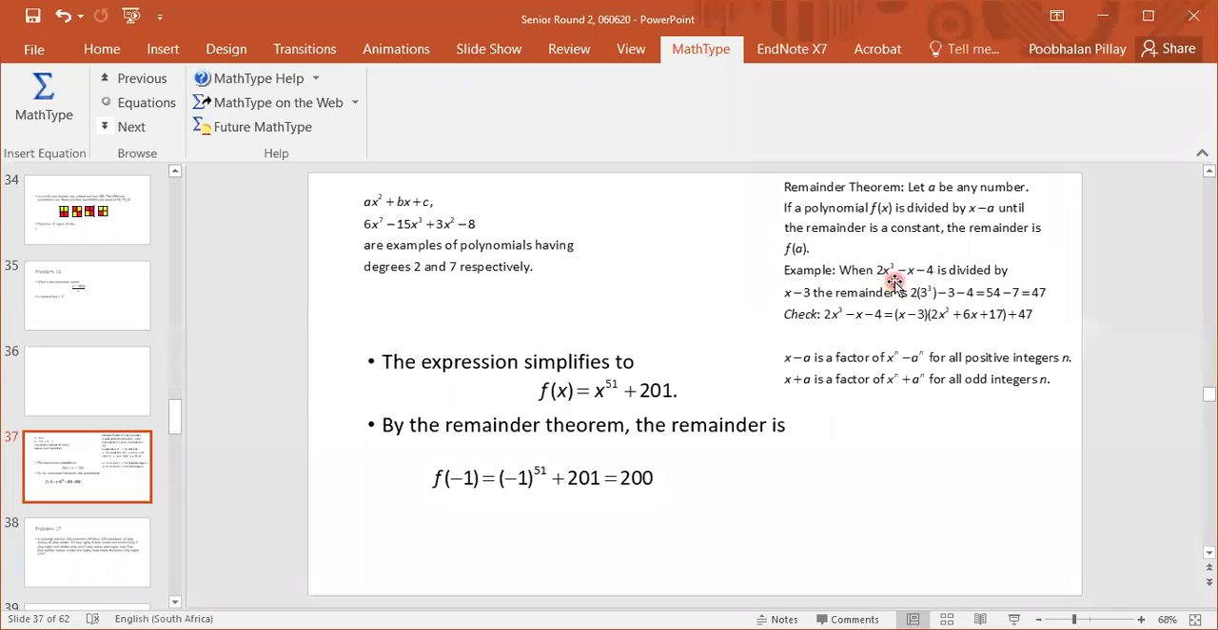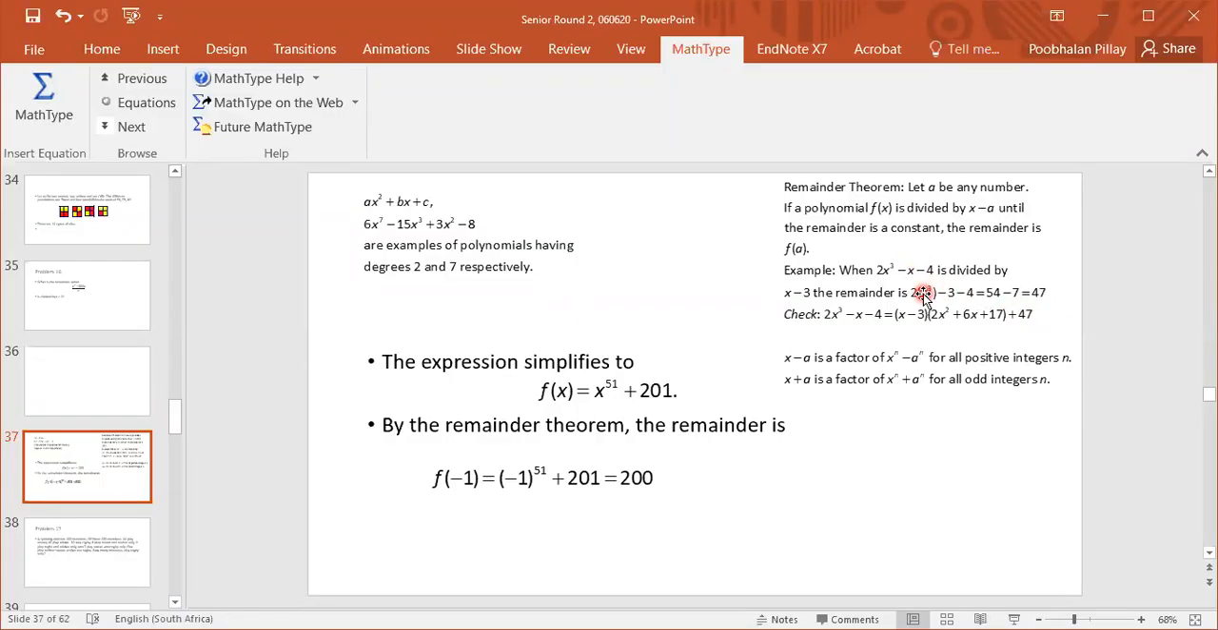Now let's take an example. Suppose I take 2x cubed minus x minus 4, and I divide it by x minus 3, right? Then according to this, the value for a here is 3. So you can put the 3 into this equation, and that will give you the remainder. That's what the remainder theorem says. If you put 3 into this, 2 times 3 cubed is 2 times 27, which is 54, minus 3, which is 51. 51 minus 4 is 47. So the remainder is 47.